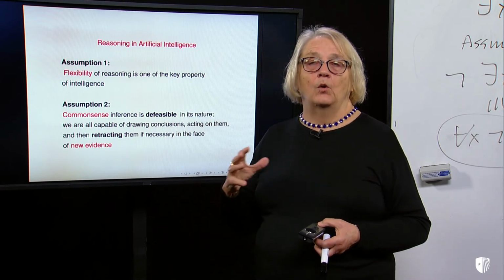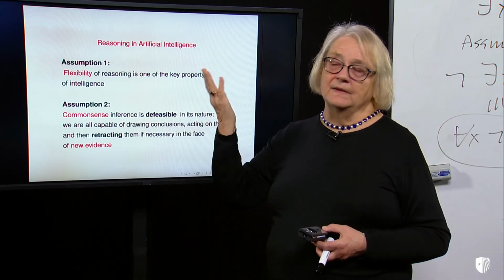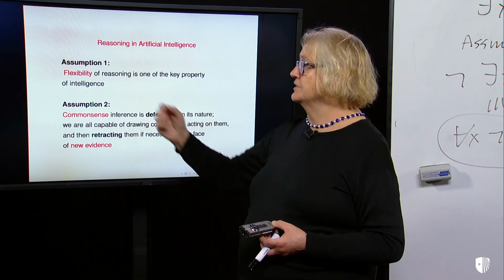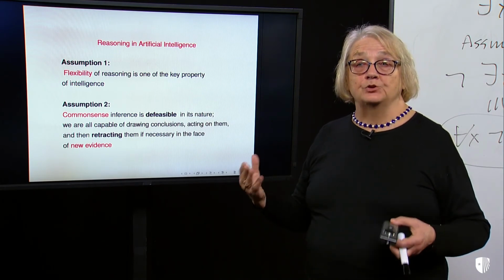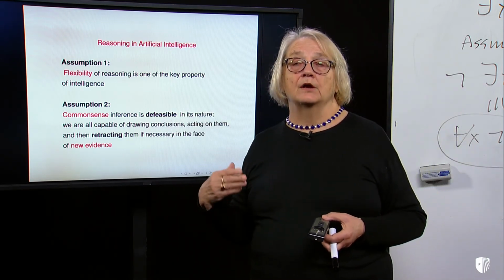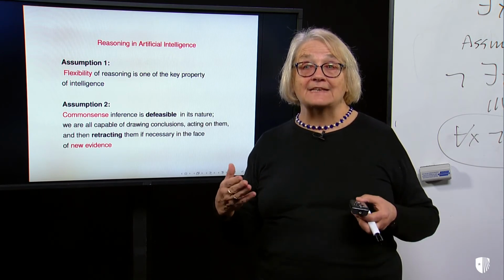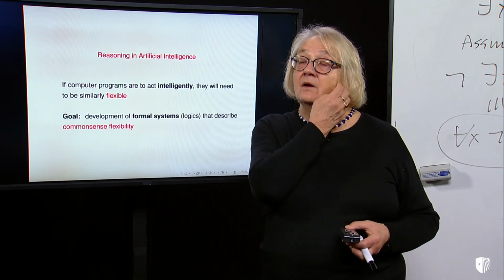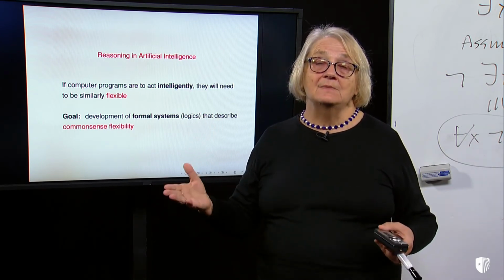Now, it's very important, the whole field of reasoning in AI. When you think about AI, you basically have two assumptions. Assumption one, that we need flexibility of reasoning, which is one of the key properties of intelligence. And assumption two, that common sense inference is defeasible in its nature. That we are capable of drawing conclusions, acting on them, and then retracting them if necessary in the face of new evidence. And if computer programs are to act intelligently, they will need to be similarly flexible.